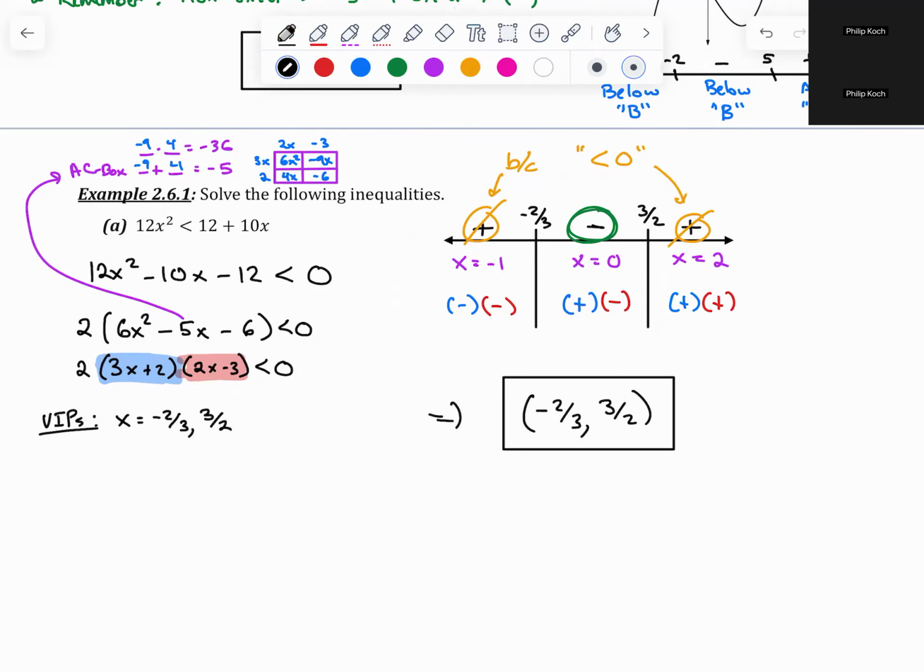Okay. Any questions on that? Besides the overarching thing, which is why? Why does this work? Yes, Cheyenne. So all we're doing is, for example, x equals -1, we're just putting it into the blue. So it would be 3 times -1 plus 2. Yes. And that's how we get our positive or negative answer.